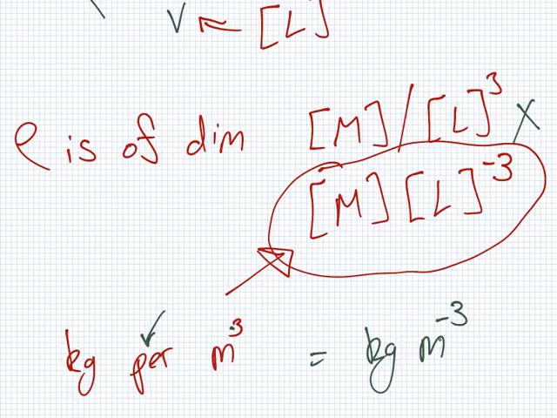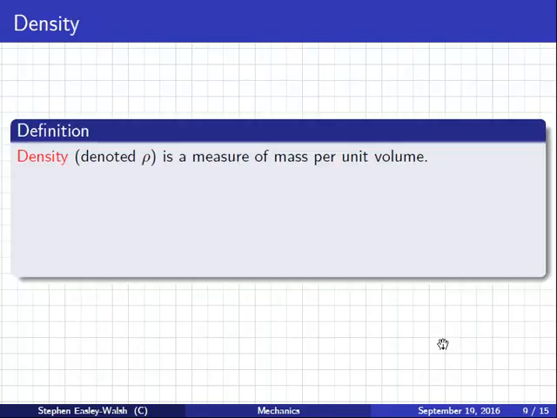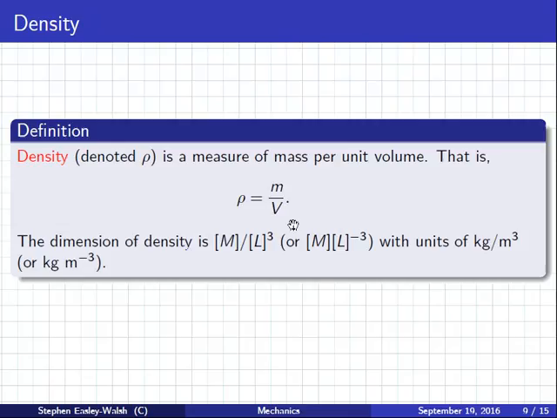Now the last one you might actually recognize. Have you seen the last one before? The last one's actually something called density, which is this symbol. And it measures mass per unit volume. So in other words, this is like our first formula. Density is mass over volume. The dimension is mass per length cubed with units of kilograms per meter cubed.